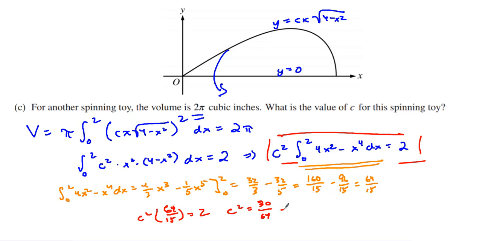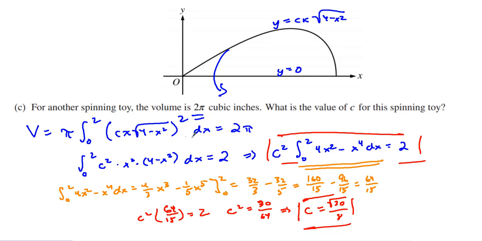Now I'm going to take the square root, and so the c ends up becoming the square root of 30 over 8. The square root of 30 over 8. And that's what our c is in order to give us this volume of 2 pi.